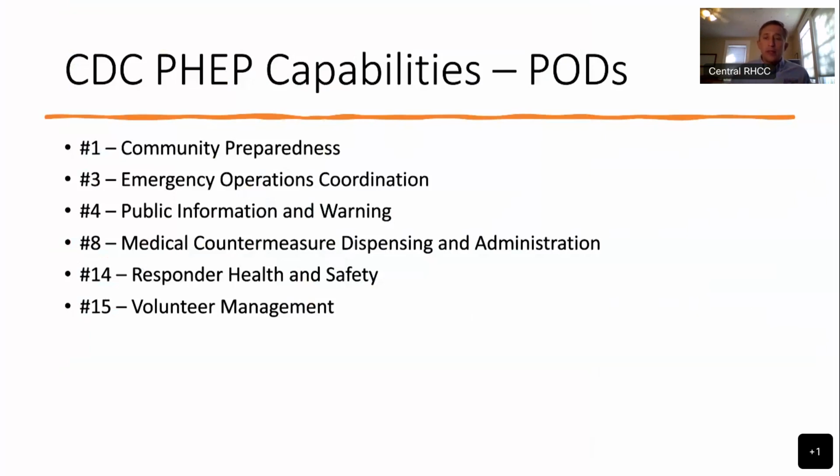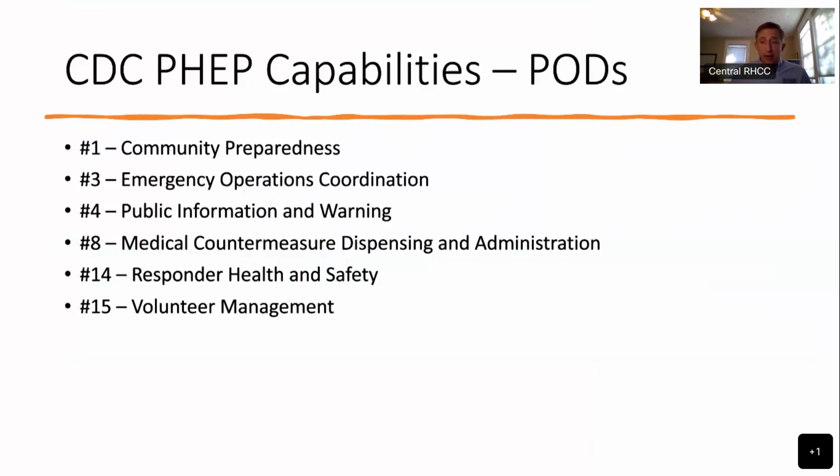And then number 8 is the big one. That's medical countermeasure dispensing and administration. There are a number of tasks that you have to complete to meet this capability. And there are things like managing throughput, documenting throughput, all 3 stages of screening, triage, dispensing, and that sort of thing. And we'll get into the details of that.